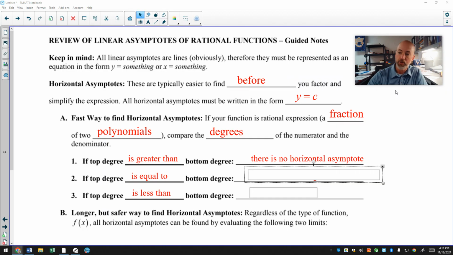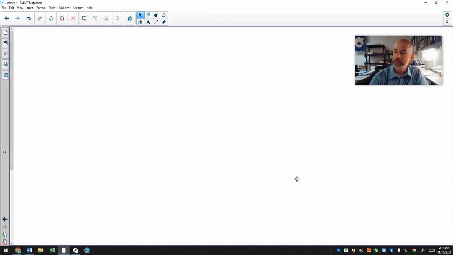So if the top degree is greater than the bottom degree, then there is no horizontal asymptote. If the top and bottom degrees are equal, then what is going on?